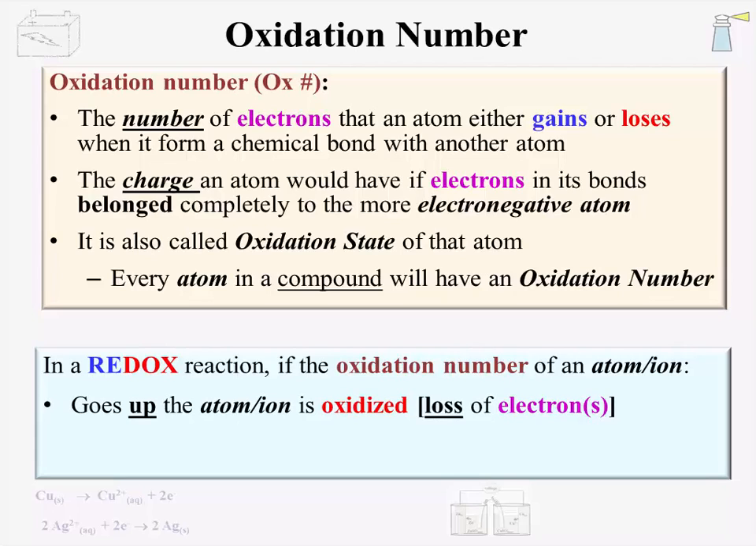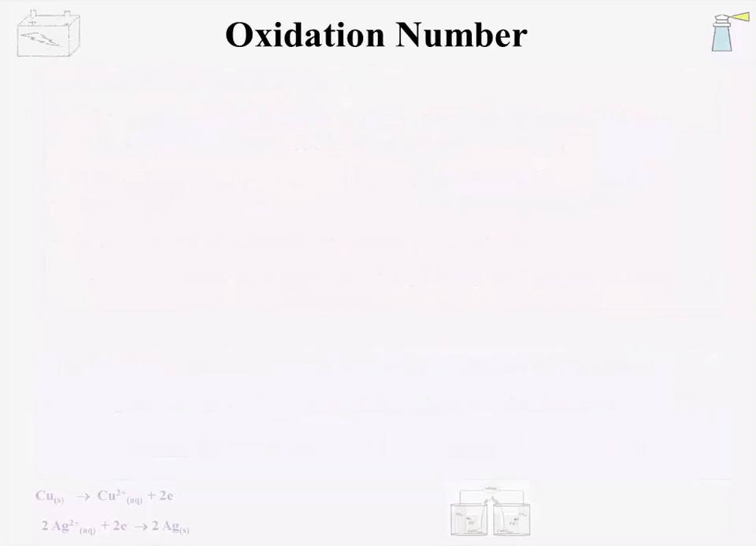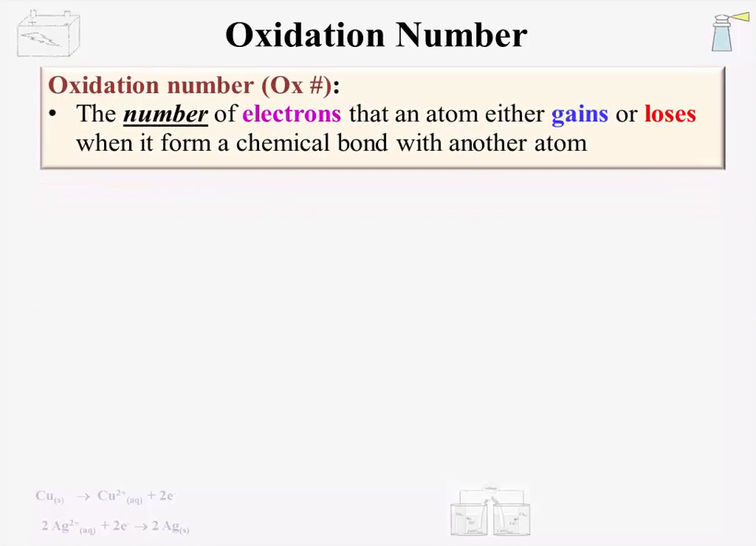That is, it will have lost an electron or electrons in the reaction. Oxidation is loss. If, however, the oxidation number in going from reactant to product goes down, then the atom or ion is reduced. There will be a gaining of electron or electrons in the reaction. Reduction is gain.